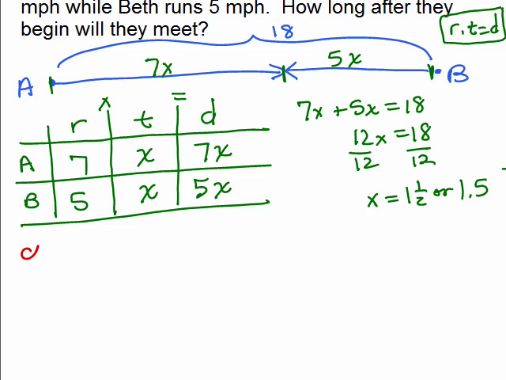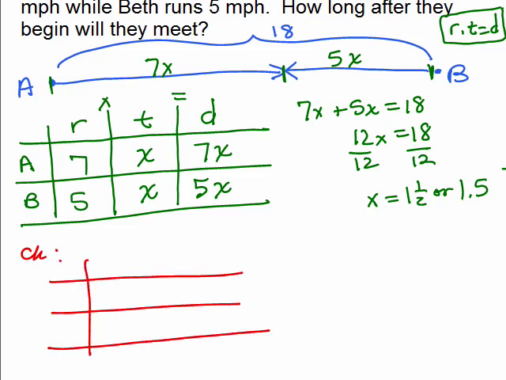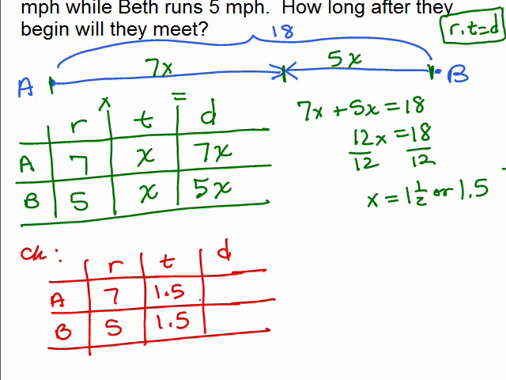Right? So let's check it. See if it all makes sense. Got Andy, Beth. The rates we already knew. Now we know their time. I'm just going to go ahead and put 1.5 and 1.5. And to get the distance, you multiply 7 times 1.5. So that's 10.5. And 5 times 1.5 is 7.5. So Andy ran 10.5 miles and Beth ran 7.5 miles.